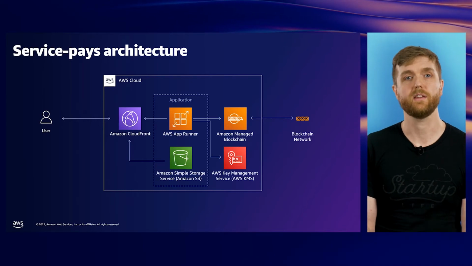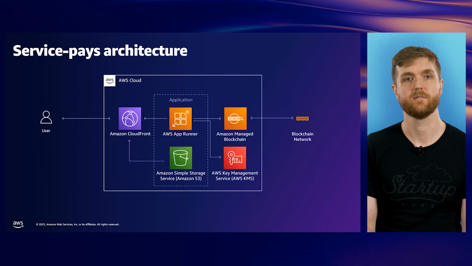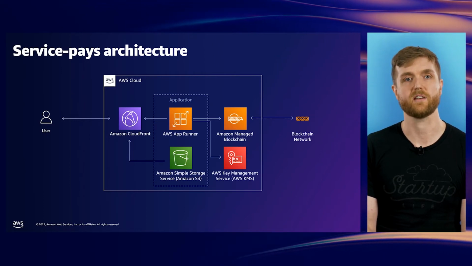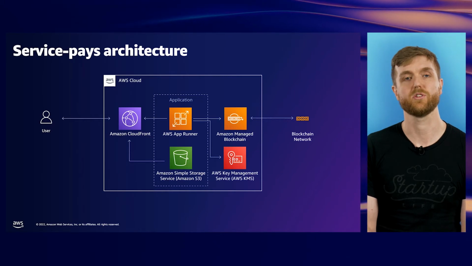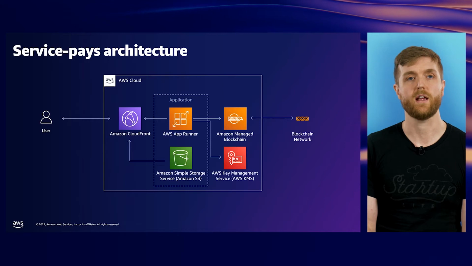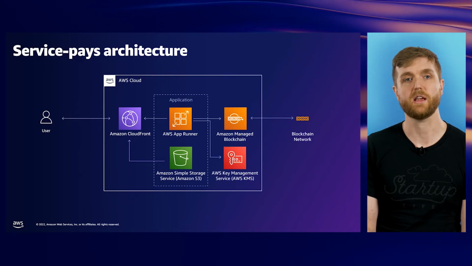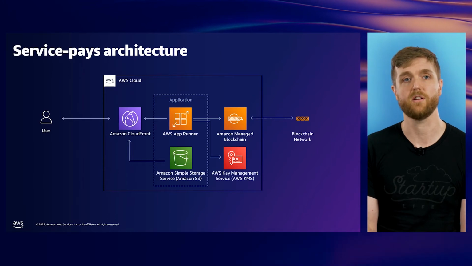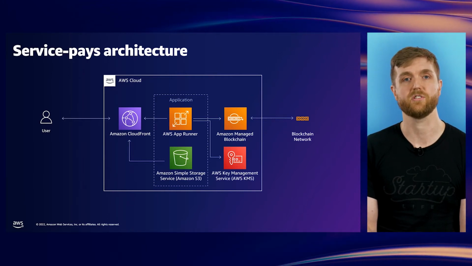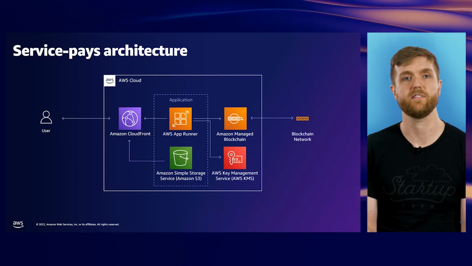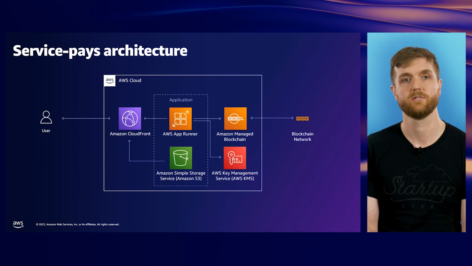A wallet is just a pair of cryptographic keys. These keys are used to sign and verify transactions that are submitted to a blockchain network. For example, if I wanted to transfer a digital asset to somebody else, I would create a transaction with the details of that transfer. I would sign the transaction using the private key from my wallet, and I would submit the signed transaction to the blockchain network.